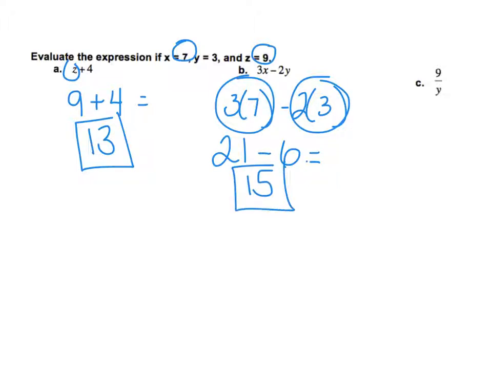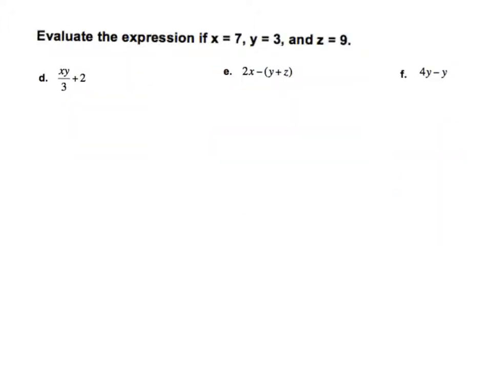All right, in our last one here, I have 9 all over y, which means to divide. So I'm going to set that up as 9 divided by, since y is equal to 3, we're going to plug in the 3. And 9 divided by 3 is 3. All right, so our next one, x times y all over 3. So x is 7. And then I'm going to times my y, which is 3. I'm going to divide that by 3 and then plus 2.